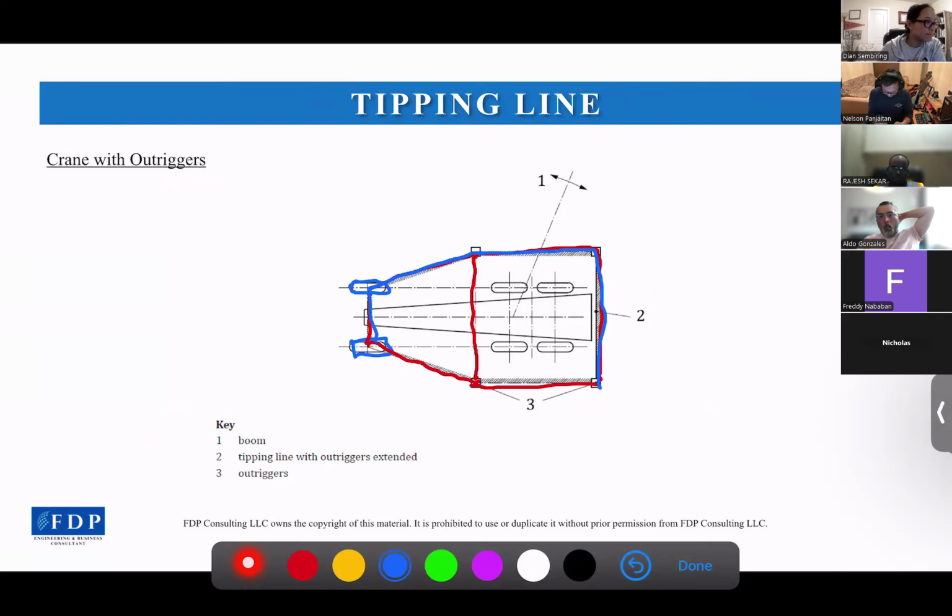But if it's only the outrigger, then it will be this, the green line, like that. As long as the COG is inside of the tipping line, then the crane should be safe during lifting. So if the COG is here, then it will be okay. But if the COG is outside the tipping line, for example, it's here, then we should rearrange to make it inside. So yeah, that's for the cranes with outriggers.